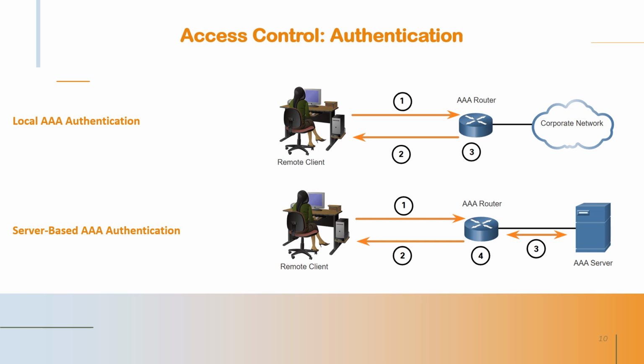Here in this figure, we have the client that is trying to establish a connection with the router. The AAA router prompts the user for username and password. The router authenticates the username and password using a AAA server. The user is provided access to the network based on the information that they got from the AAA remote server.